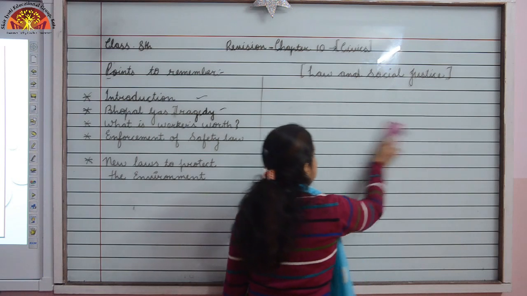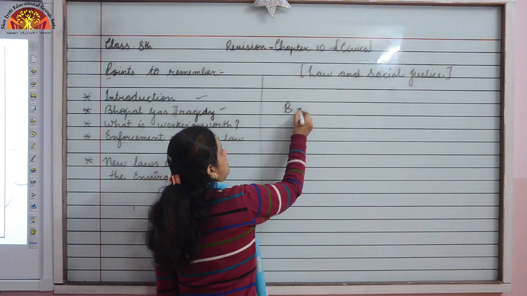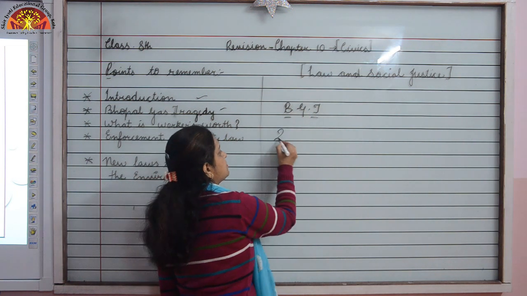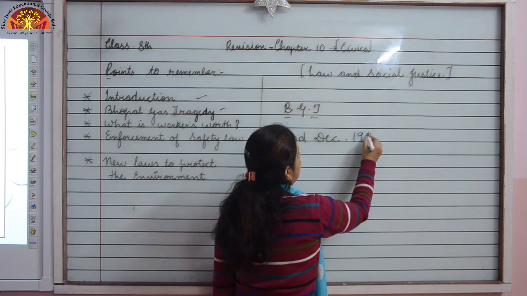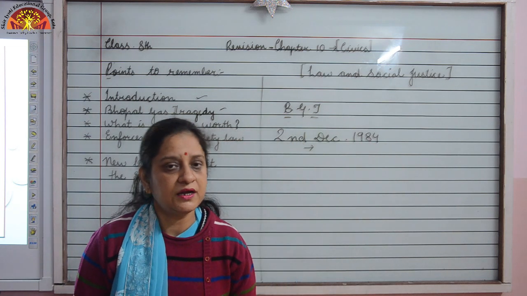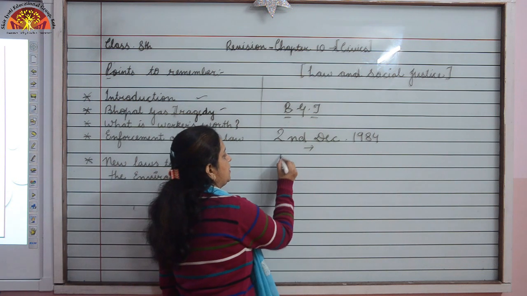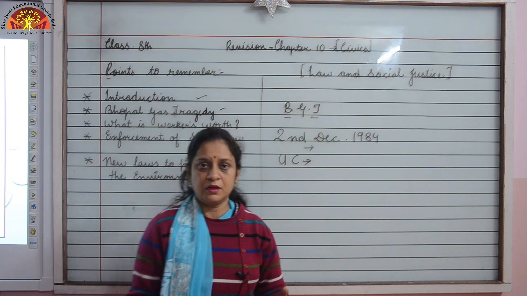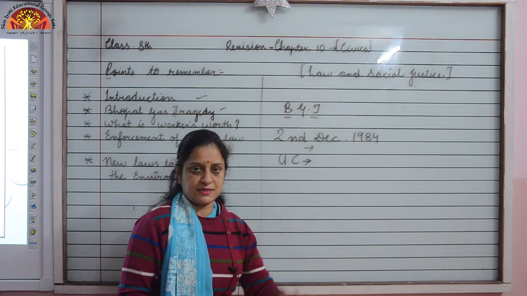As I have discussed in the video what the Bhopal gas tragedy is, I am writing it in a very short form. The incident took place on 2nd December 1984 and it was the world's worst industrial disaster. Why so? Because a company named Union Carbide, an American company, came to India in Bhopal and set up a factory which produced pesticides.